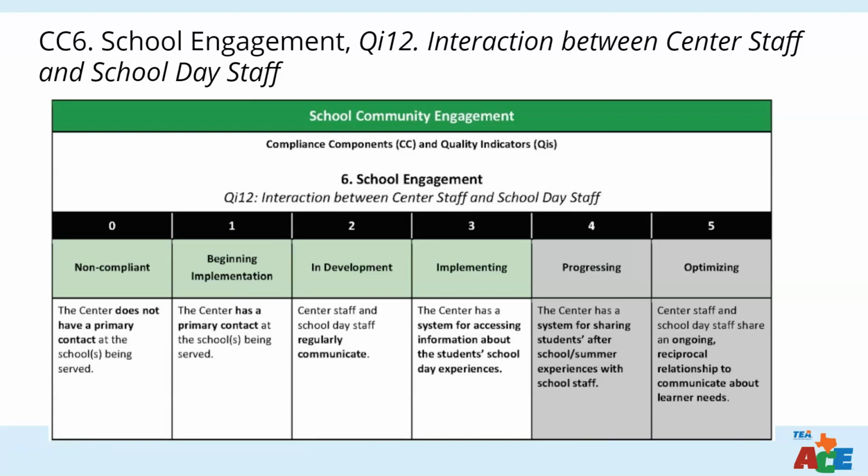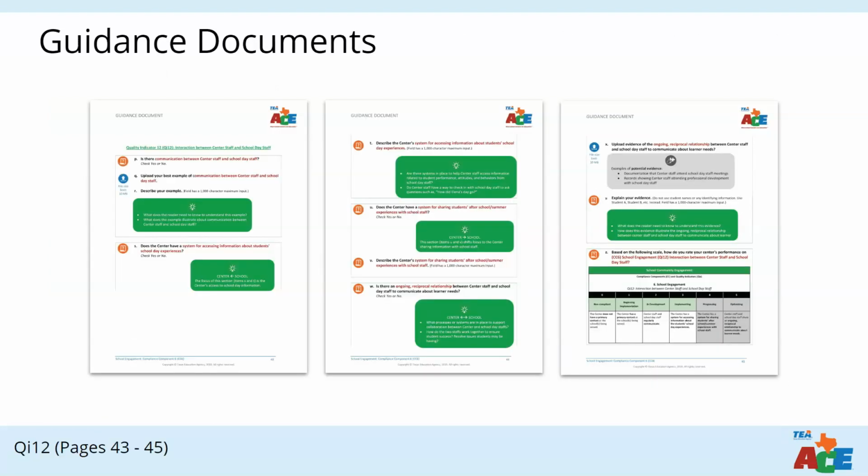For 5, optimizing, the center will need to upload evidence that there is an ongoing reciprocal relationship between center staff and school day staff to communicate about learner needs. Evidence of this may be documentation that center staff attends school day staff meetings, or records showing center staff attending professional development with school day staff. Pages 43 through 45 of the guidebook cover Quality Indicator 12, Interaction between center staff and school day staff.